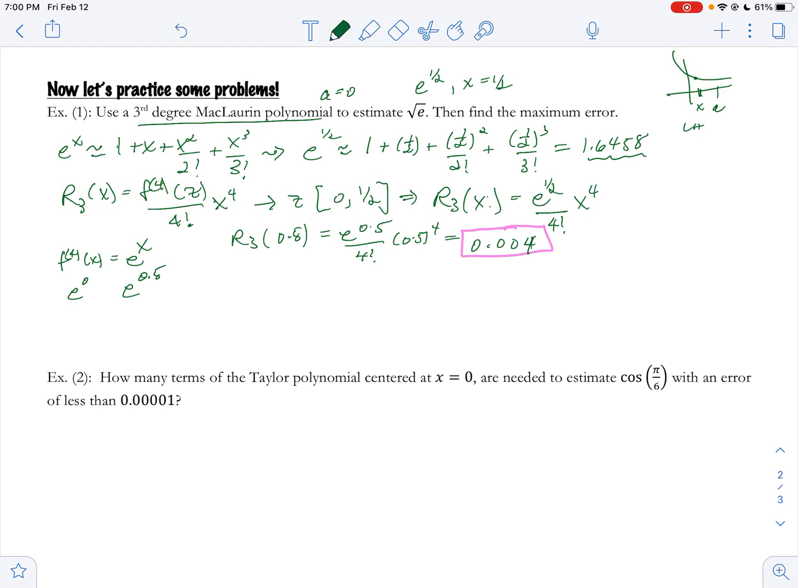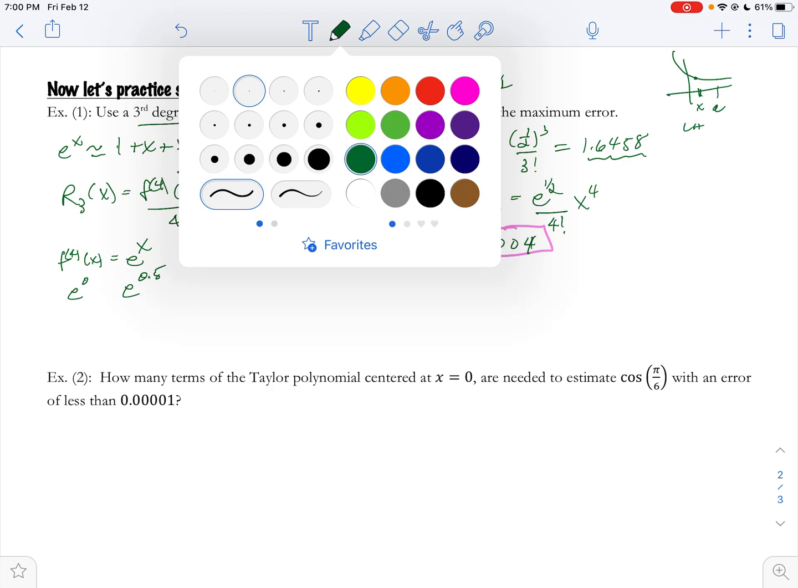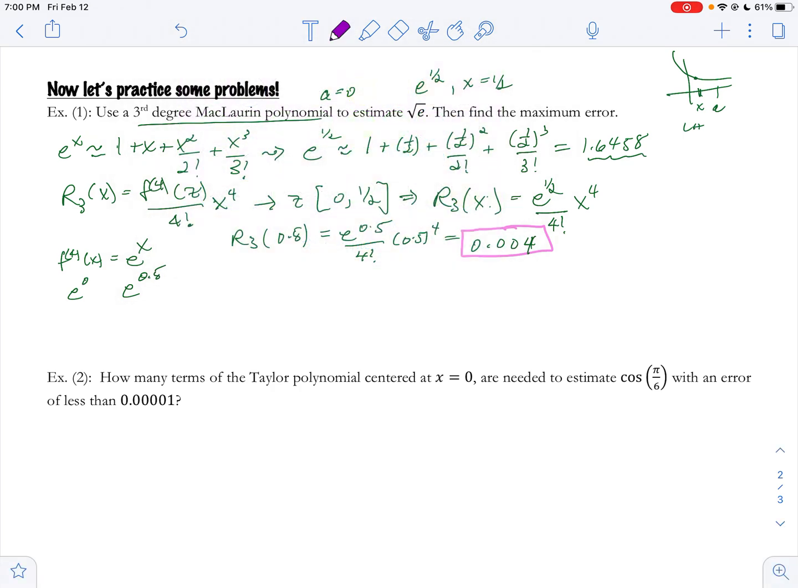What that really means is that the value of the square root of e is going to be less than or equal to 1.6458 plus 0.004 and greater than or equal to 1.6458 minus 0.004, because that's what absolute value means, and I should have put this over that. There we go. So this is what that means.